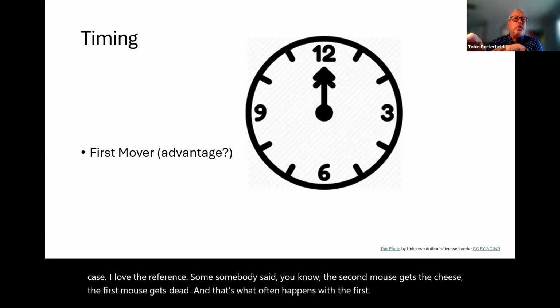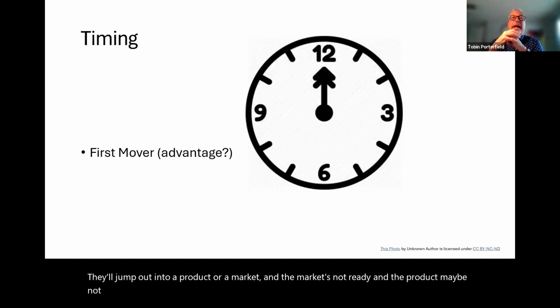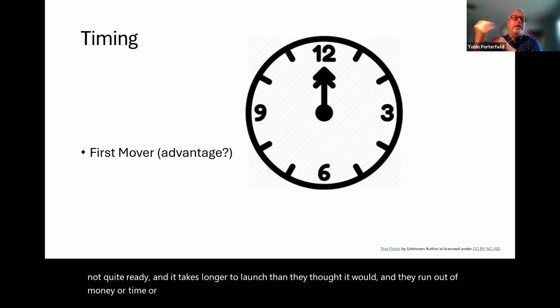They'll jump out into a product or a market, and the market's not ready, and the product maybe not quite ready. And it takes longer to launch than they thought it would, and they run out of money or time or resources before they can really reach success. So first movers don't always work out so well.